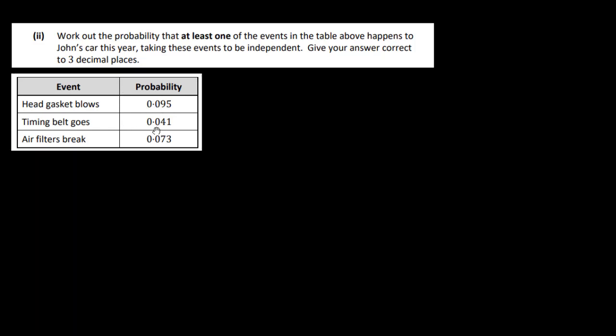These are the probabilities here that these things are going to happen. So let's just work out the probabilities that they won't happen. If you take the first one here, 0.095, the probability that it won't happen is 0.905. For 0.041 it is 0.959, and then the last one is 0.927. So these are the probabilities that they will not happen.